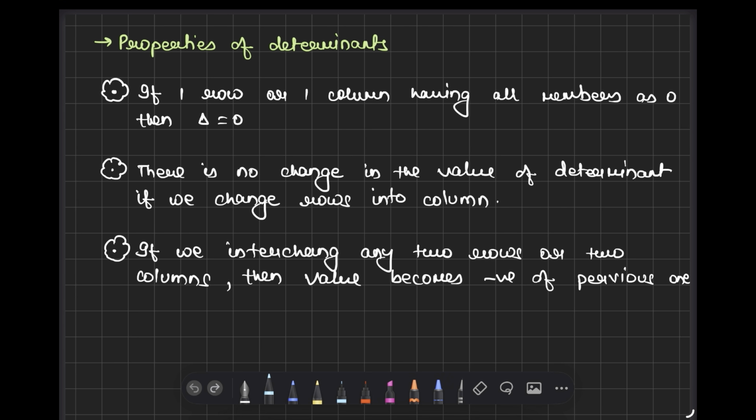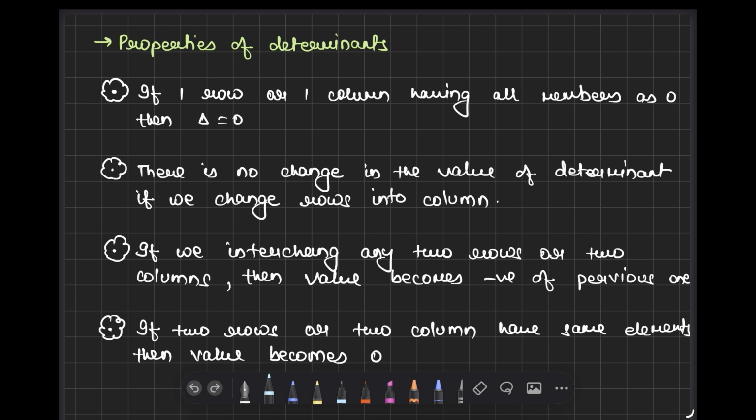Now suppose we interchange any two rows or two columns, the value of the determinant will become the negative of the previous one. Suppose I have given you a matrix whose determinant is 5. Now you interchange any two rows or two columns, then the determinant of this new matrix will be minus 5. This is clear now.